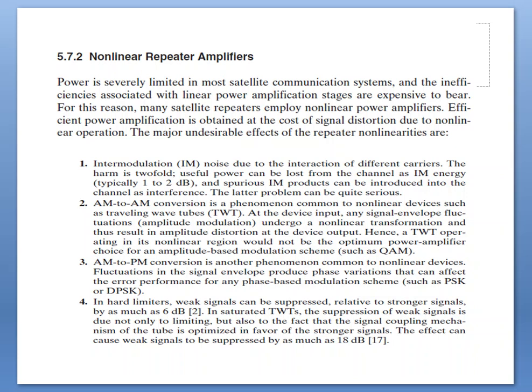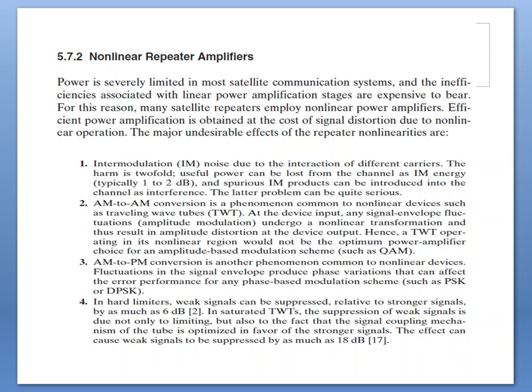Second, AM to AM conversion is a phenomenon common to non-linear devices such as traveling wave tubes. At the device input, any signal's envelope fluctuations undergo a nonlinear transformation, and the result is amplitude distortion at the device output. Hence, a TWT operating in a nonlinear region would not be an optimum amplifier choice for an amplitude-based modulation scheme.